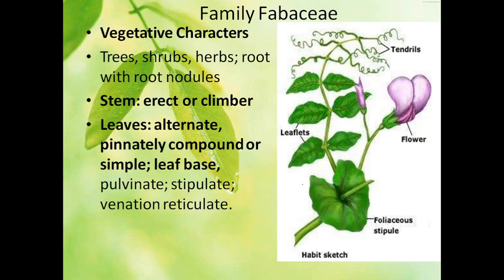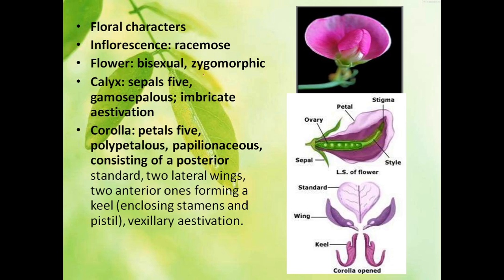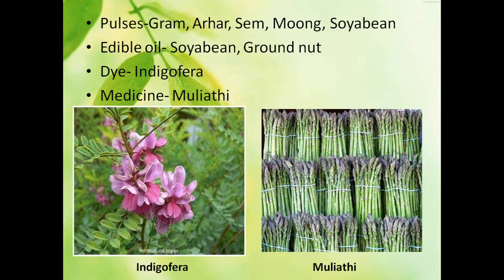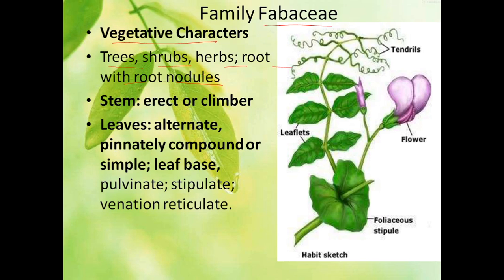So we start with the families. Our first family is family Fabaceae. Let us start with the vegetative characters of this family. Most of the plants are trees, shrubs, herbs, and roots with root nodules. These are the plants you can find in the Fabaceae family. There are a lot of examples, which we will discuss in detail.